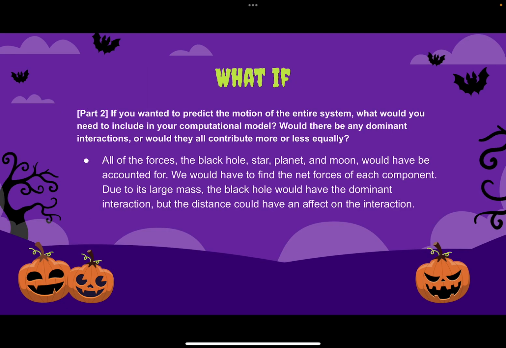So for the what if: if you wanted to predict the motion of the entire system, what would you need to include in your computational model, whether there be any dominant interactions or would they all contribute more or less equally? So all of the forces, the black hole, star, planet, and moon, would have to be accounted for, and we would have to find the net forces for each of these components. And due to its large mass, the black hole would not have the dominant interaction, but the distance could have an effect on the interaction.